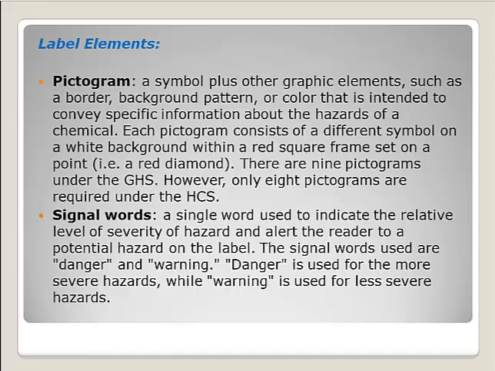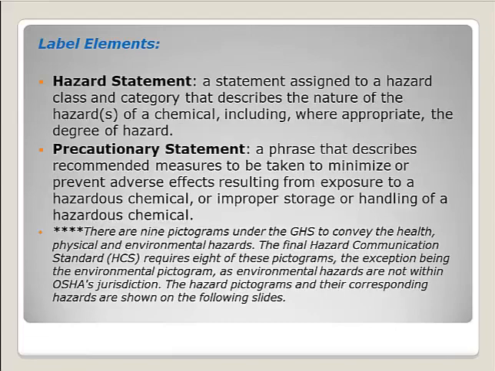Signal words are used to indicate relative level of severity of hazard and alert the reader to potential hazards on the label. Signal words used are danger and warning. Danger obviously would be used for more severe hazards, while warning is used for less severe hazards, similar to creating a danger area for overhead hazards when working around a crane. Kind of ties along very well with that.